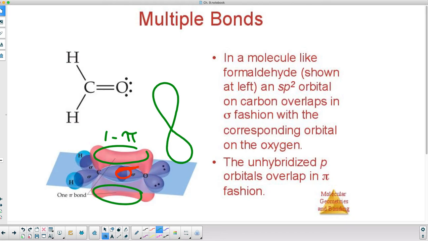It has 1 lobe on top and 1 lobe on the bottom. It's still the same orbital, though. So this right here and this right here are all part of the same orbital, or part of the same bonding system. So both of those are 1 pi.